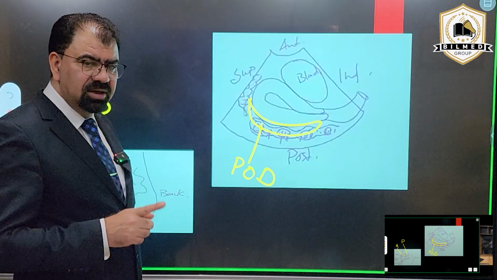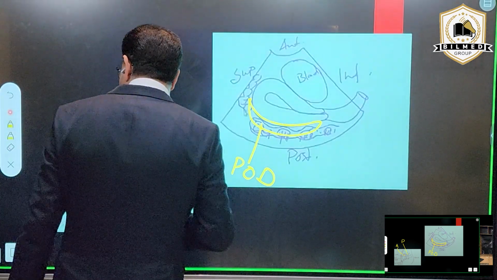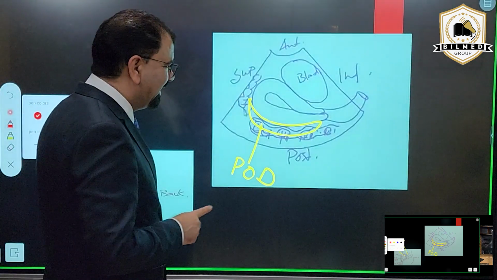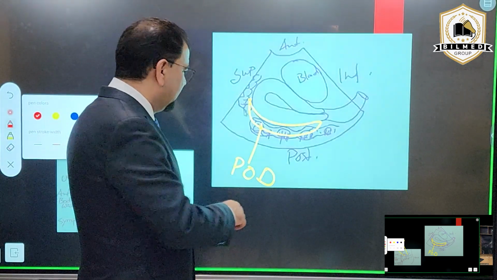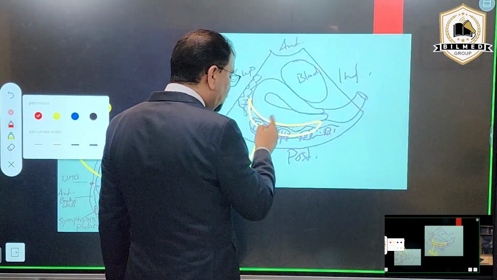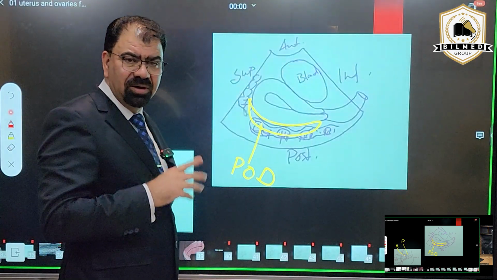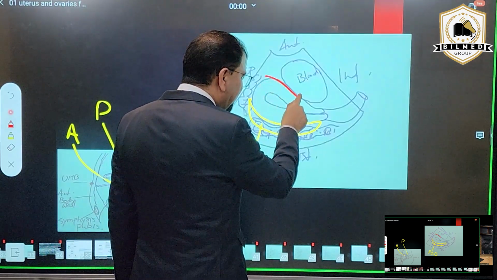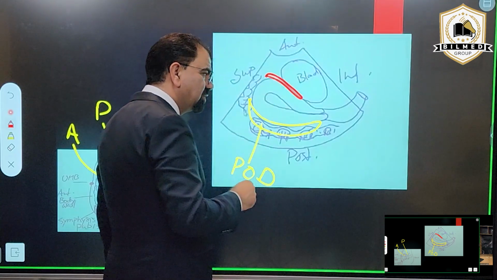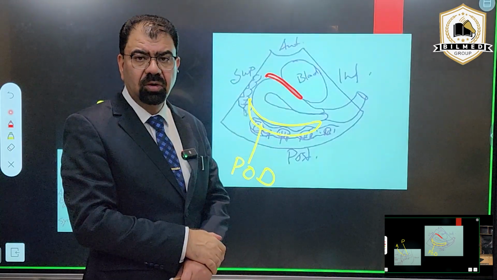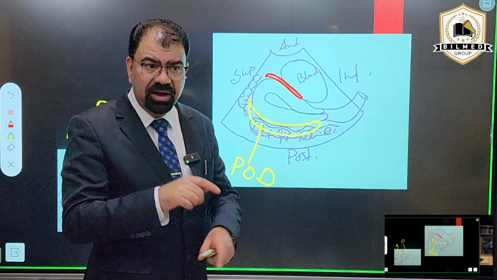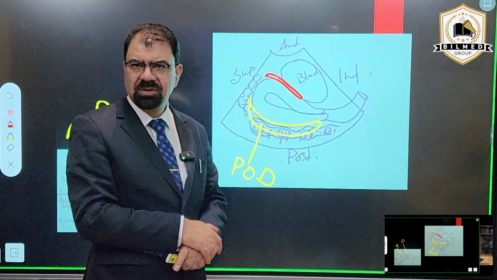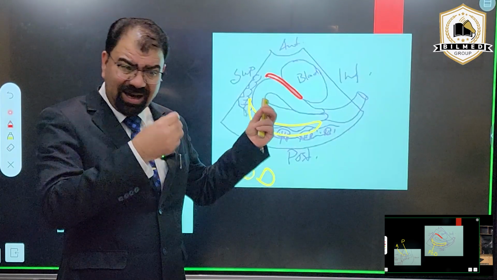Question. Where is anterior cul-de-sac? We have marked the posterior one. Where is the anterior cul-de-sac? Options. Is anterior cul-de-sac anterior to posterior cul-de-sac, like here? Yes or no? No, sir. If no, why is it not anterior to posterior?